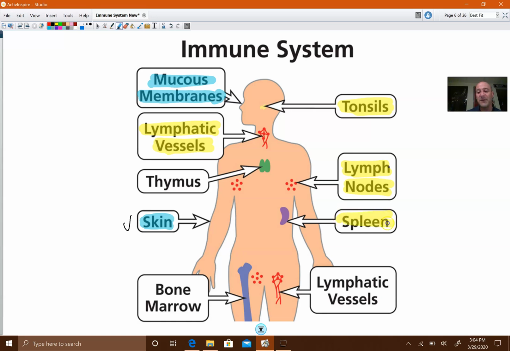Another lymph node that you have in your body other than your tonsils or the lymph nodes in your neck is your spleen. Your spleen is not part of the digestive system, even though it's in the abdomen next to the digestive system.